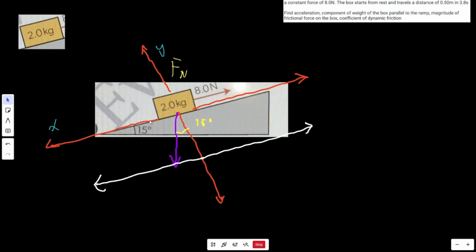This angle here is 15 degrees simply because these triangles are similar to one another. If I flip this to its side, we will get a very similar triangle. Well, not just very similar, like literally a similar triangle to the one that's made by the ramp.